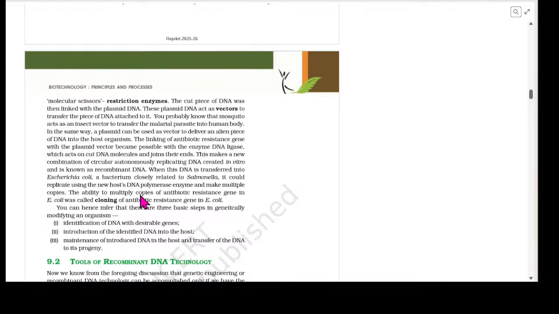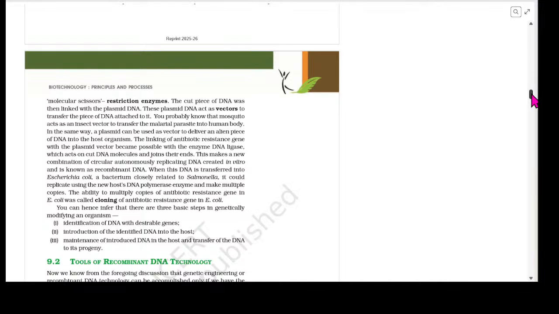The ability to multiply copies of antibiotic resistant gene in E. coli was called cloning of antibiotic resistant gene in E. coli. You can hence infer that there are three basic steps in genetically modifying an organism. First, identification of DNA with desirable genes. Second, introduction of the identified DNA into the host. Third, maintenance of introduced DNA in the host and transfer of the DNA to its progeny.